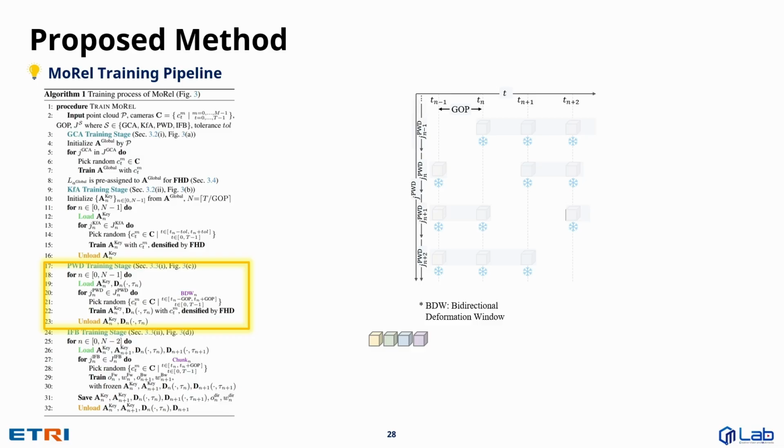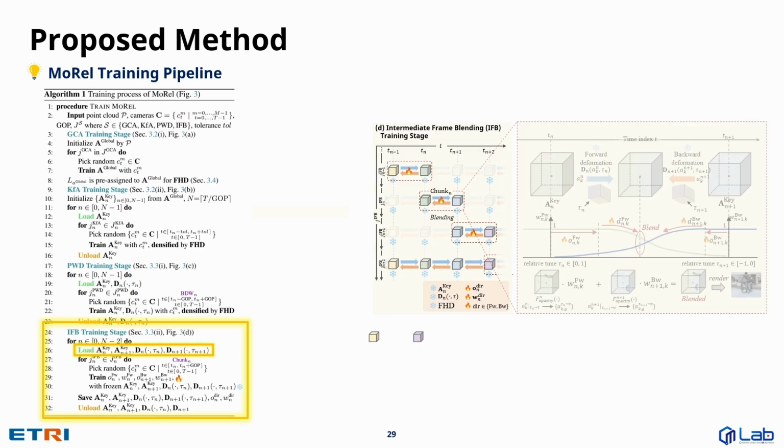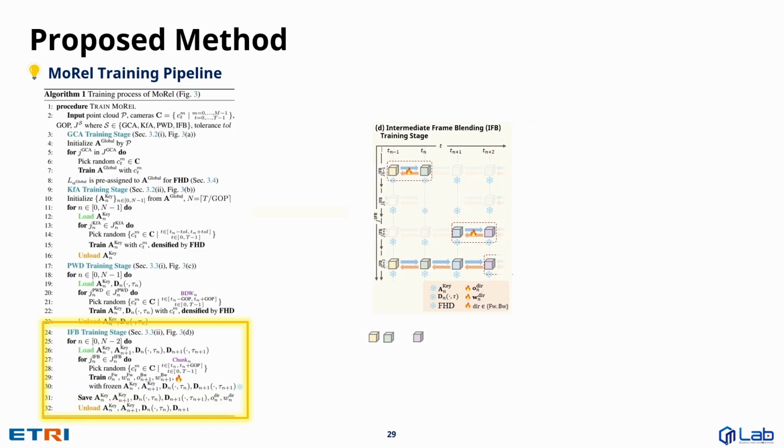In the PWD stage, we load the current keyframe anchor together with its bidirectional deformation field. Then we train only the local bidirectional deformation window for the current anchor. Once the optimization is finished, we unload both the anchor and its deformation module before moving to the next one. Finally, in the IFB stage, we load only two neighboring keyframe anchors and their deformation fields. We then learn the blending parameters between them through learned opacity control. After the blending parameters are saved, the loaded modules are again unloaded, which keeps the memory usage bounded throughout the full long-range sequence.